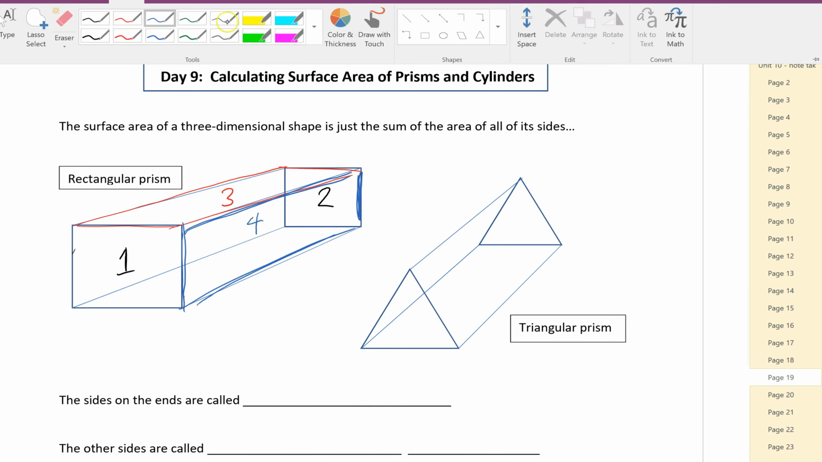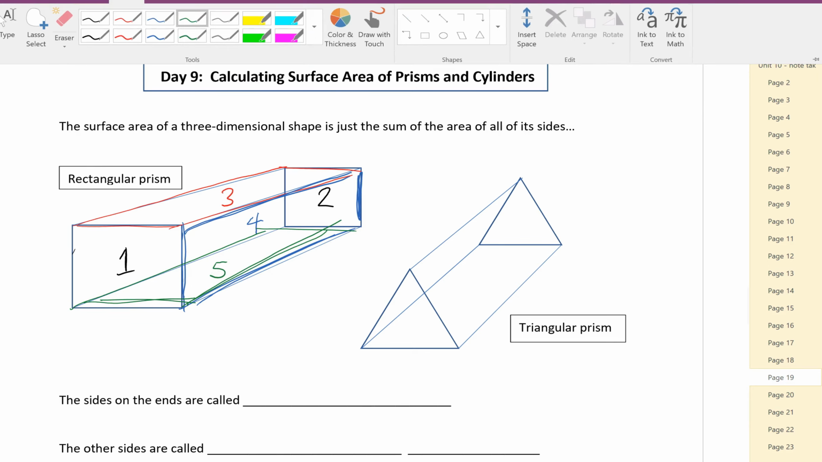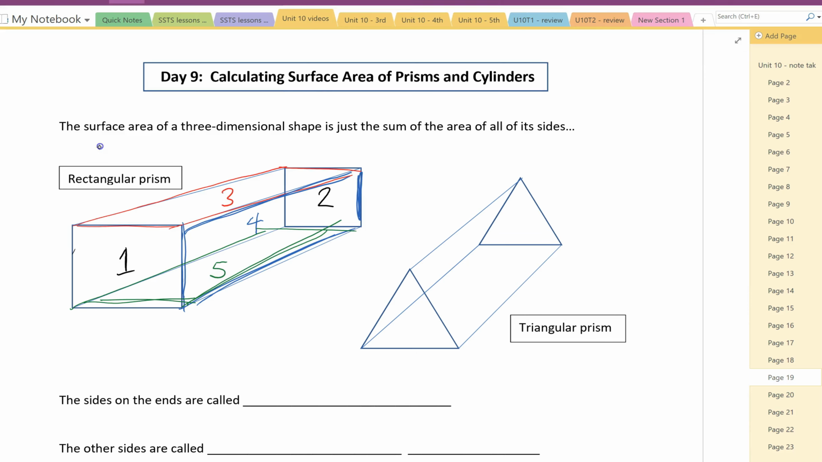Then it's going to have the bottom of the box down here, which I'll call 5. Then it's going to have the side in the back that we can't really see much of, back here. So altogether it has 6 sides. If I want to know the surface area of this rectangular prism, I need to figure out the surface area of each of those 6 sides, then add them together.